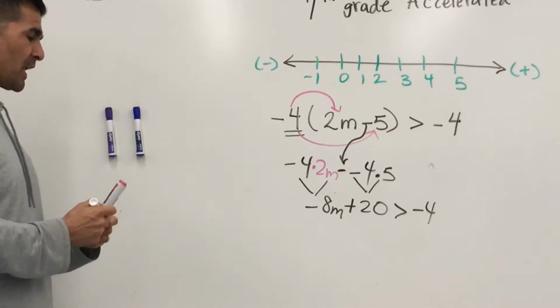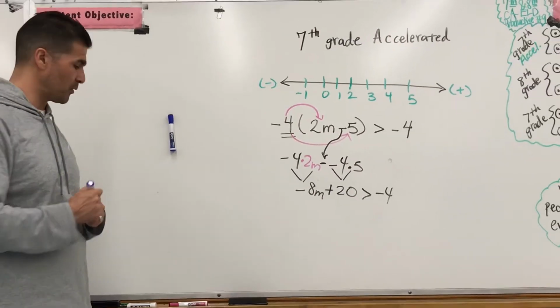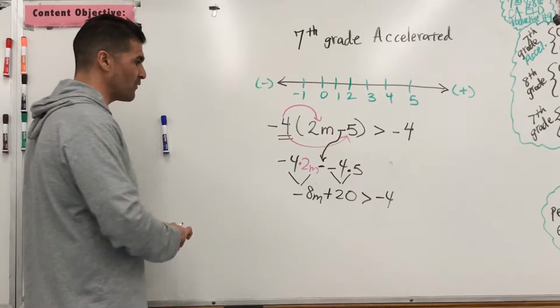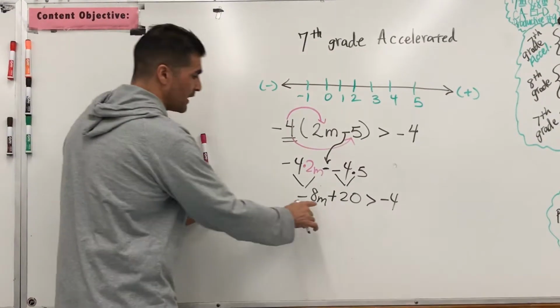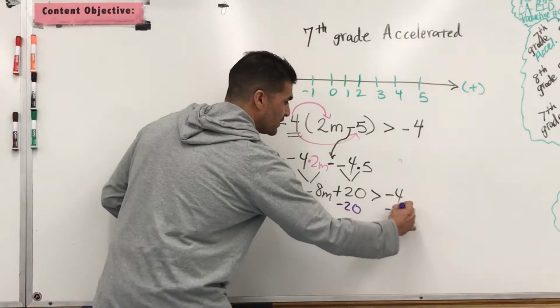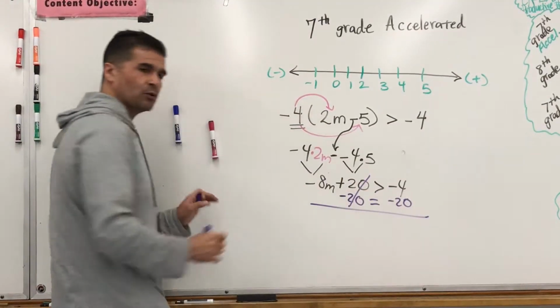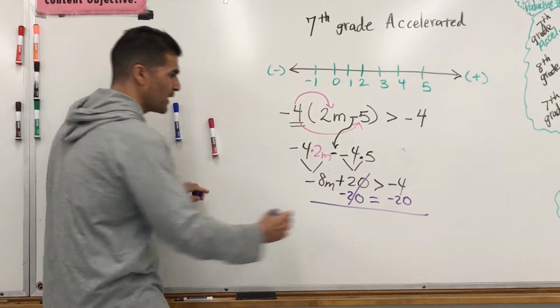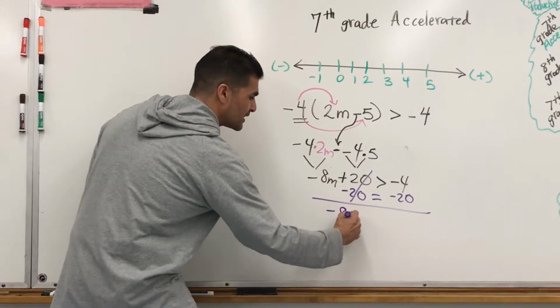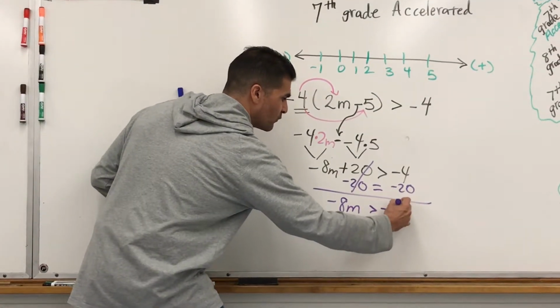Now, here's where you're going to have to use your steps that you were using when you isolated a variable. Whenever you were isolating a variable, you had to take away 20 and take away 20 to balance the inequality. And this would give you 0 when you take away 20 from 20. Well, this is going to give you -8 times the number m has to be greater than -24.